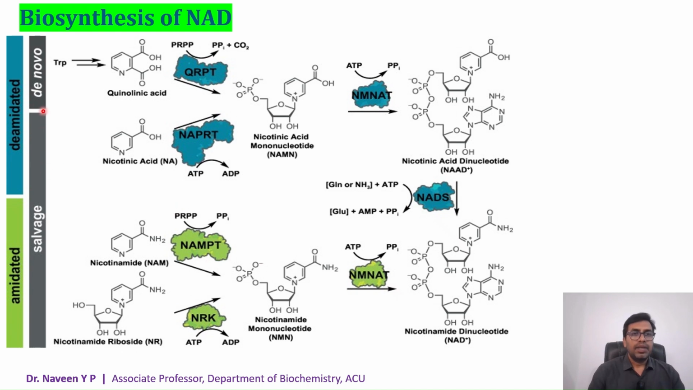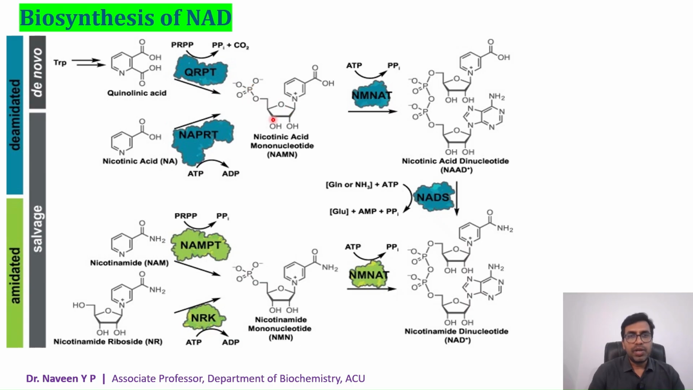Now if you see here, from the tryptophan we have quinolinic acid. The quinolinic acid, by the action of an enzyme called quinolinic acid phosphoribosyl transferase, will get converted into nicotinic acid mononucleotide. It is called nicotinic acid mononucleotide because it has a COOH group here. There is no amide group here. For this molecule, there is addition of phosphoribose, this is the ribose and this is the phosphate. This particular part of the molecule is called phosphoribose.